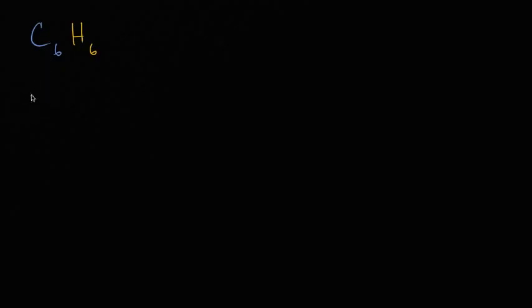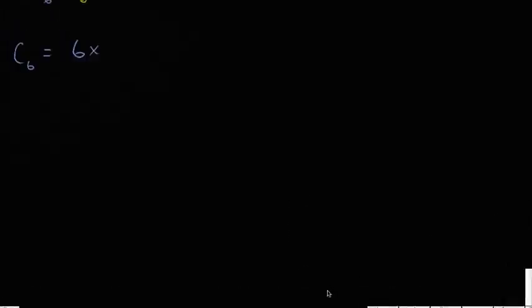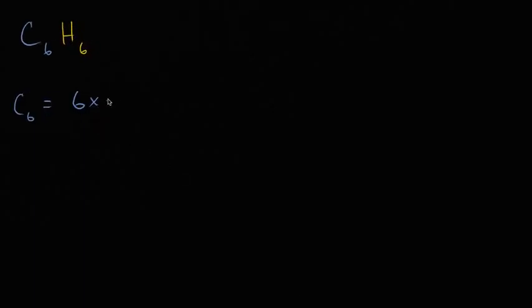So you have 6 carbons, so the C6 is going to be 6 times, and if we get our periodic table out, we see that the atomic weight of carbon is 12.011, the weighted average of all of the isotopes found on Earth, and we've talked a lot about that. 12.011 atomic mass units. So it's going to be 12.011 atomic mass units.